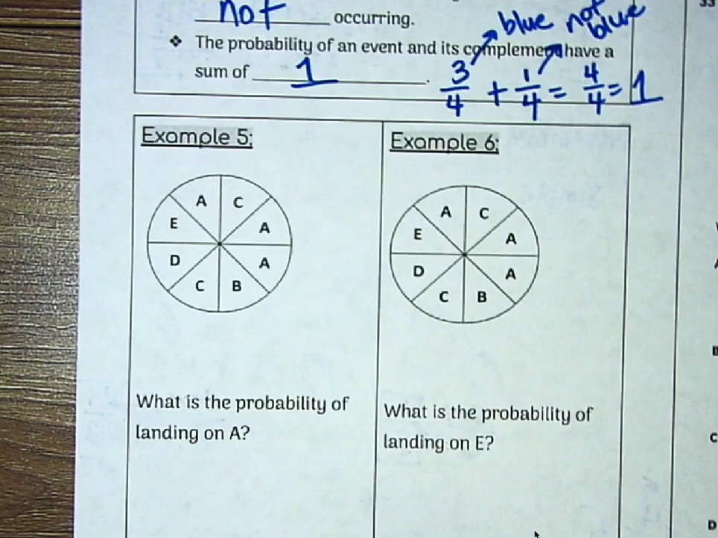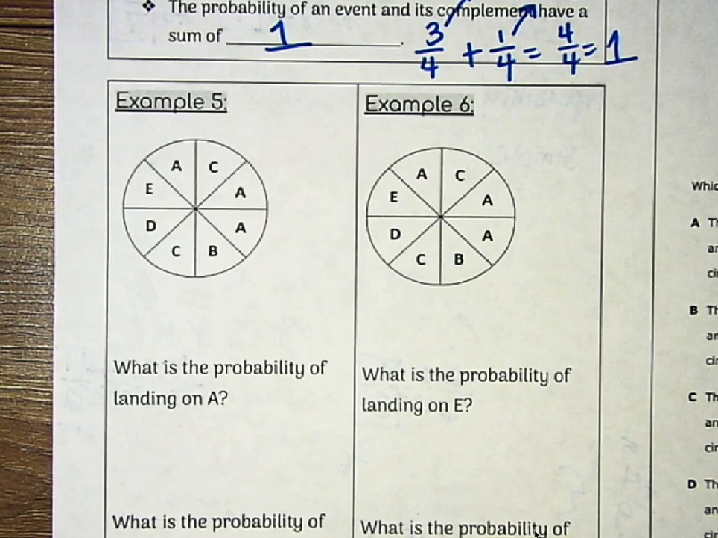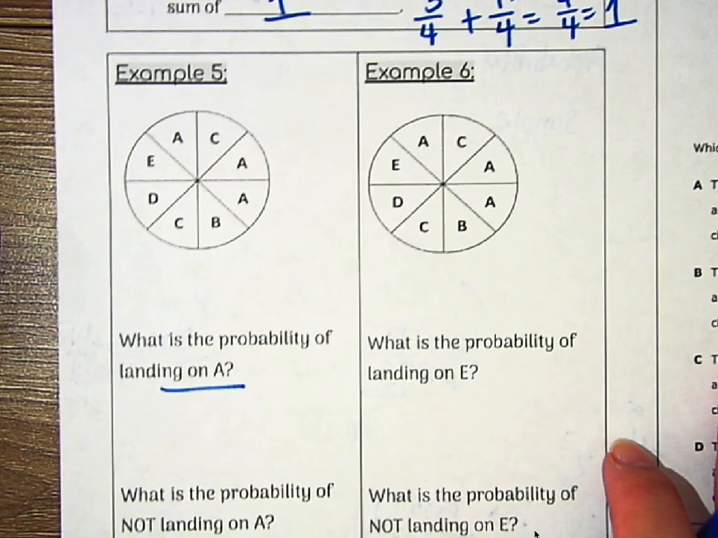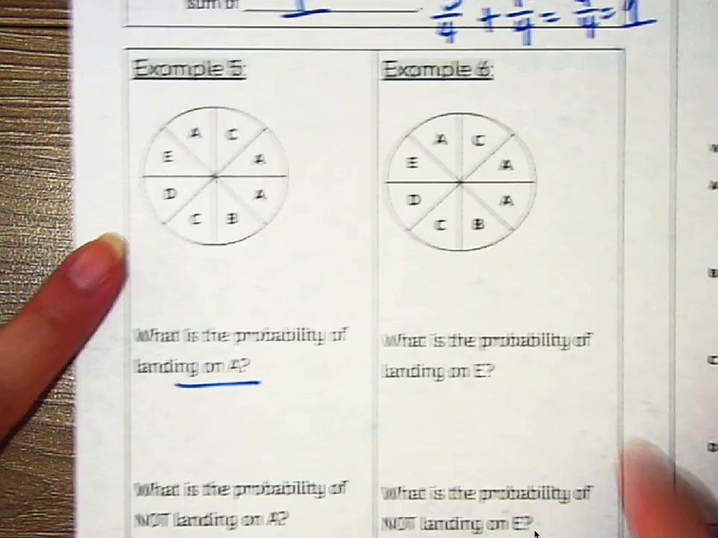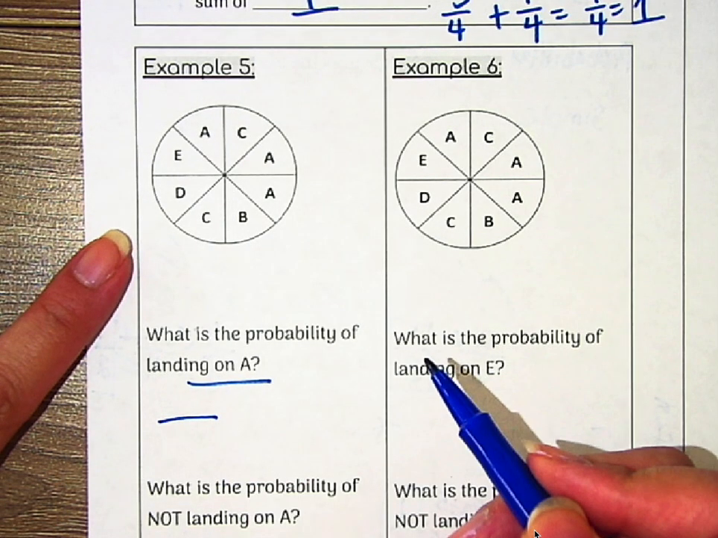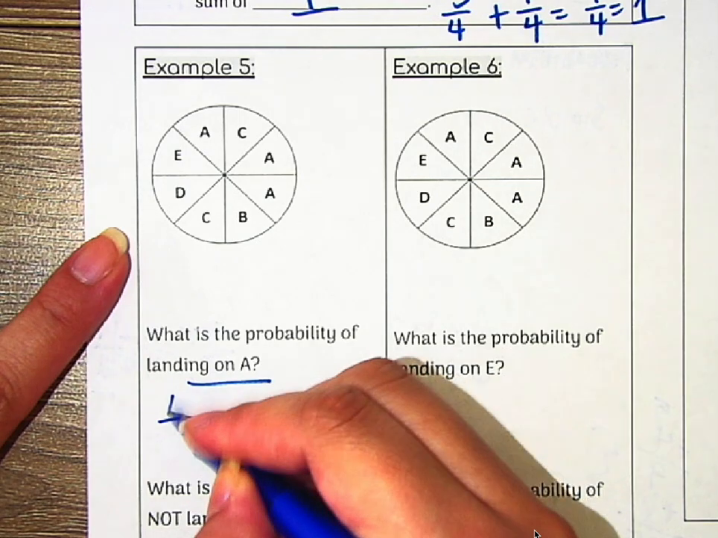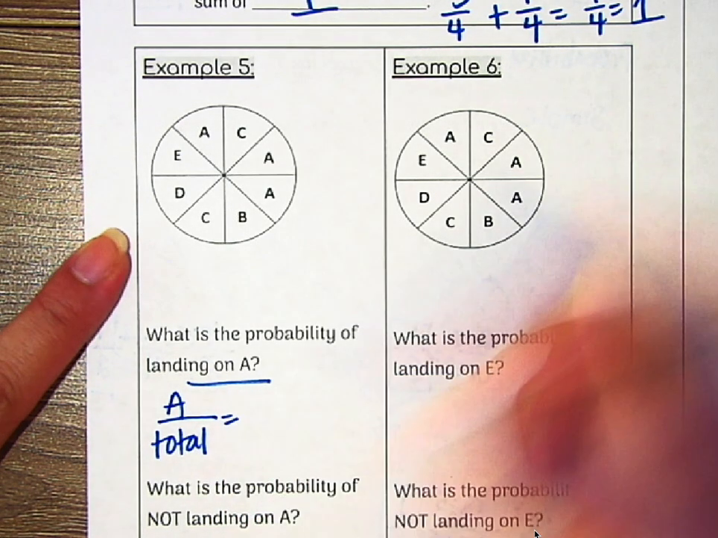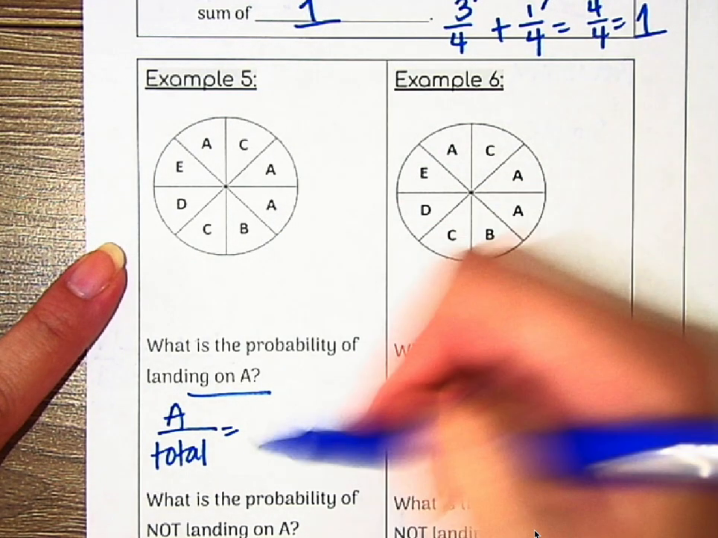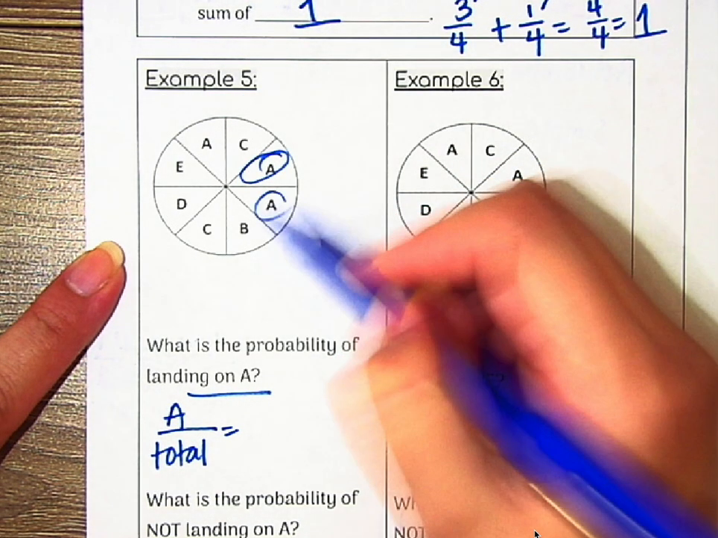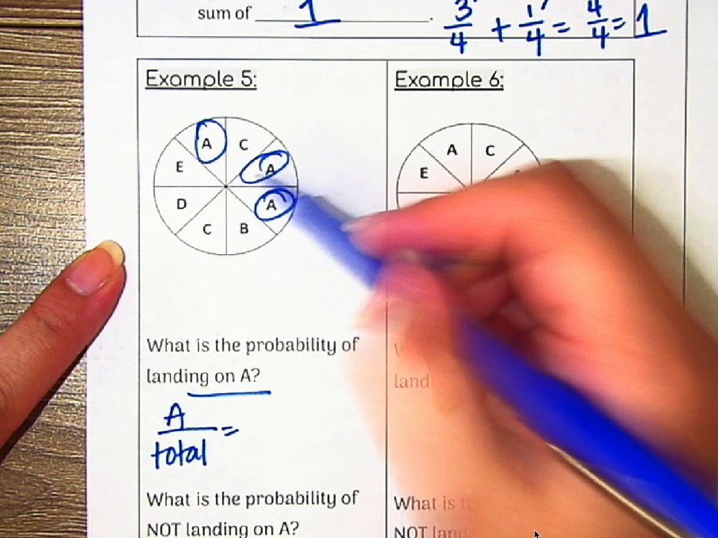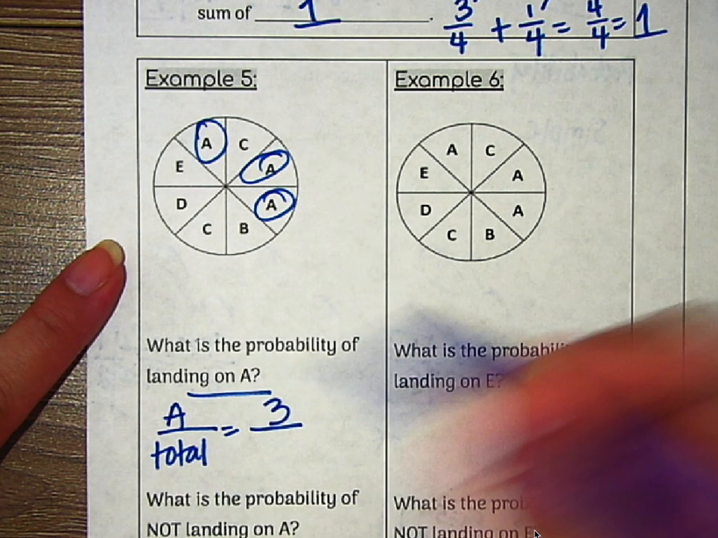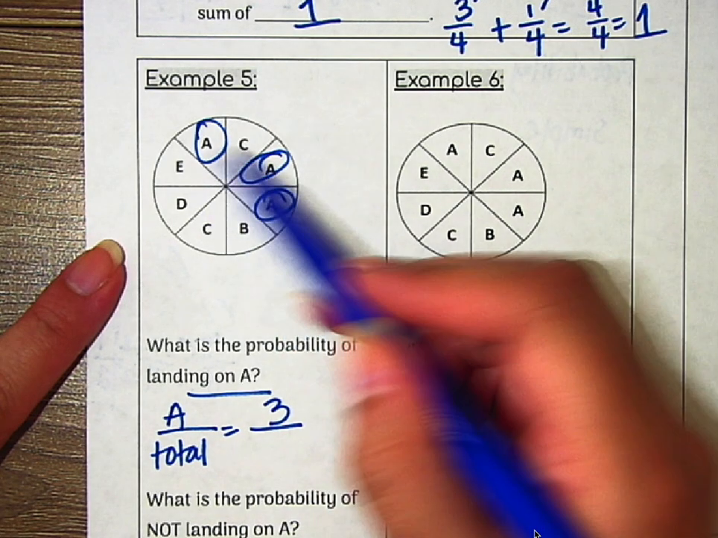Example 5 says, what is the probability of landing on an A? Landing on an A. So what we need to do first is write our fraction. Okay, it's asking for A, so I'm going to put A on top, and on bottom is always total. I'm going to look at this spinner right here. I'm going to circle all of the ones that are A. 1, 2, 3. Okay, so I'm going to put the number 3 on top, and I got to find my total. How many total sections are there?